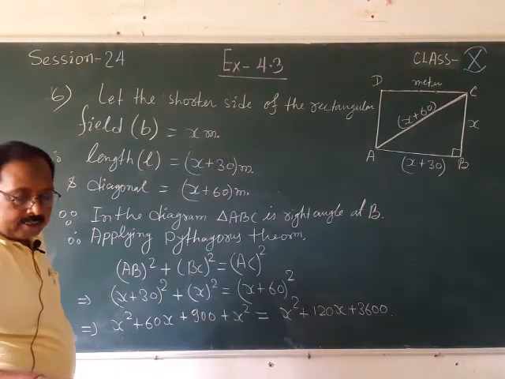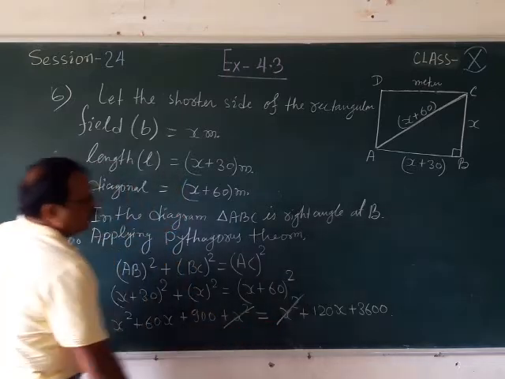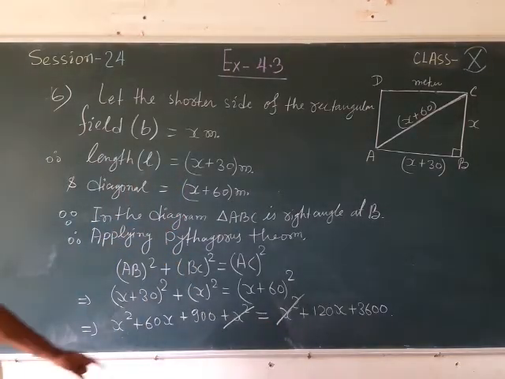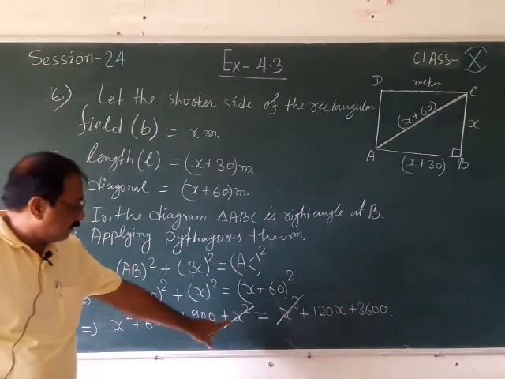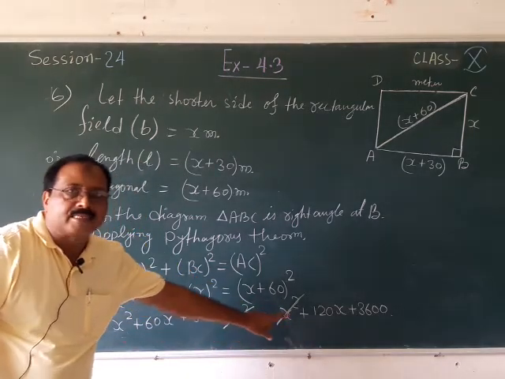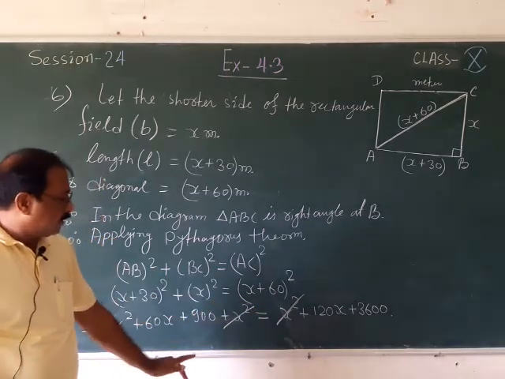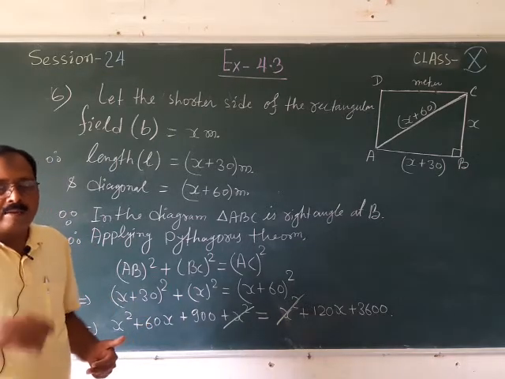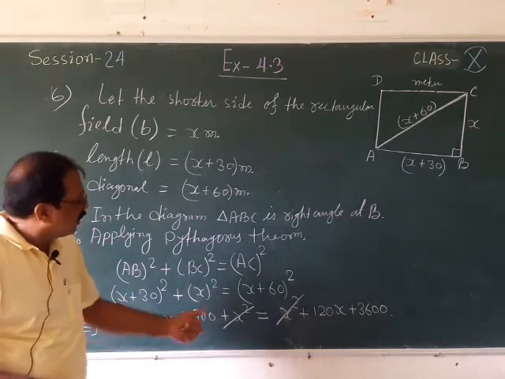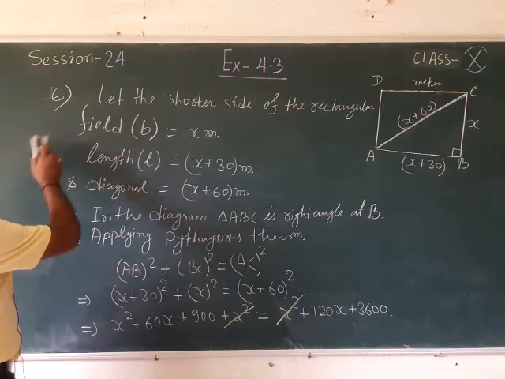What can you cancel? I can observe that this x square and this x square can be cancelled, because one is on the left side, another is on the right side, and both have the same sign. If you are getting terms on opposite sides and they hold the same sign, then you can cancel them. So x square is gone from there. Till here you copy, then I am doing the remaining part of the question.